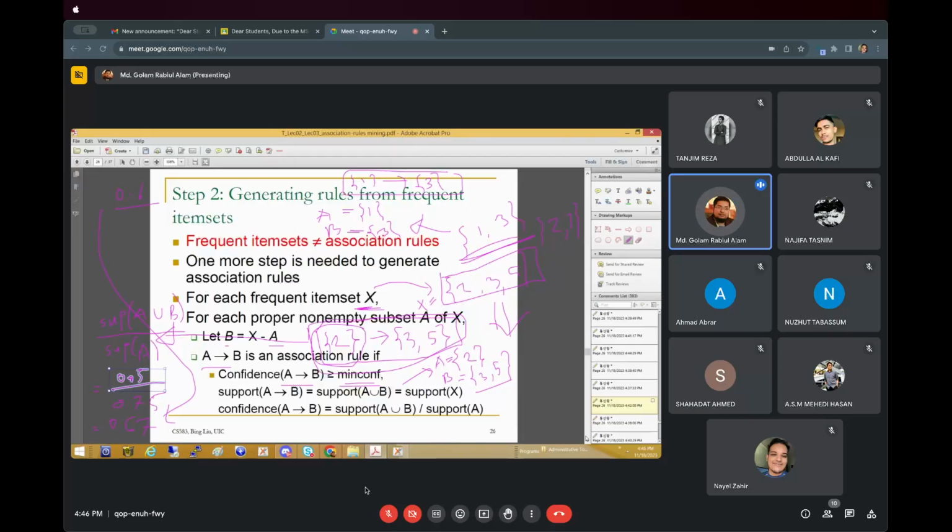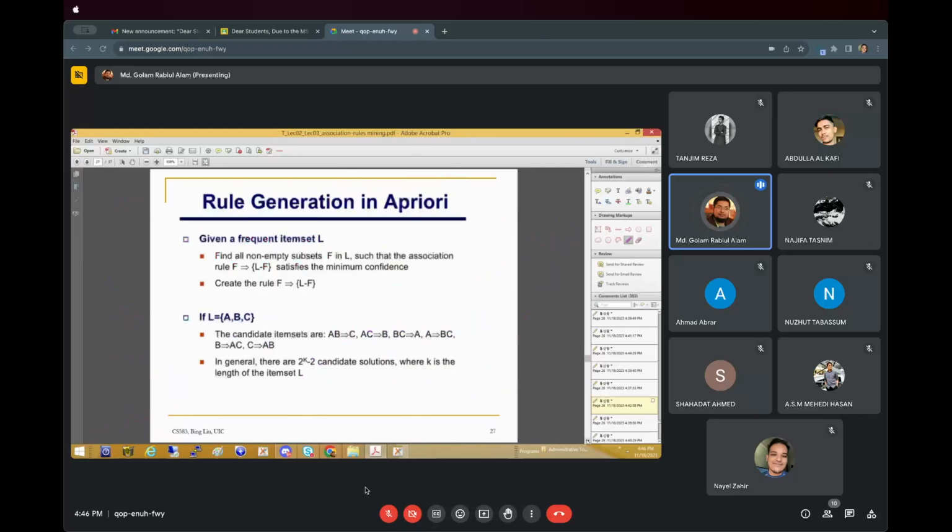Okay, so next is rule generation. We have already discussed this. If we consider an example like L equal ABC, we can consider A implies BC, AB implies C, AC implies B, and BC implies A, and also we can consider A, BC, BAC, and CAB.